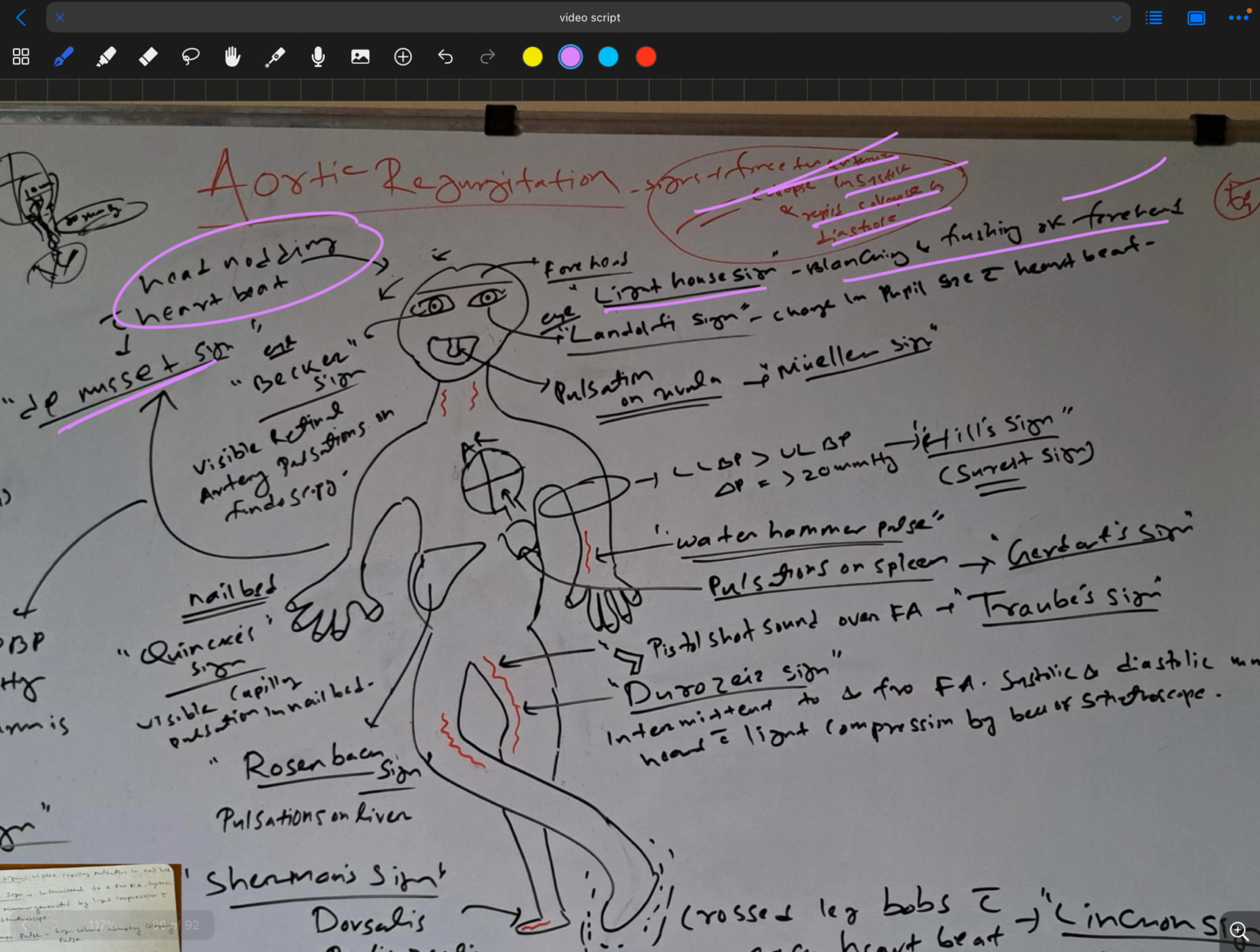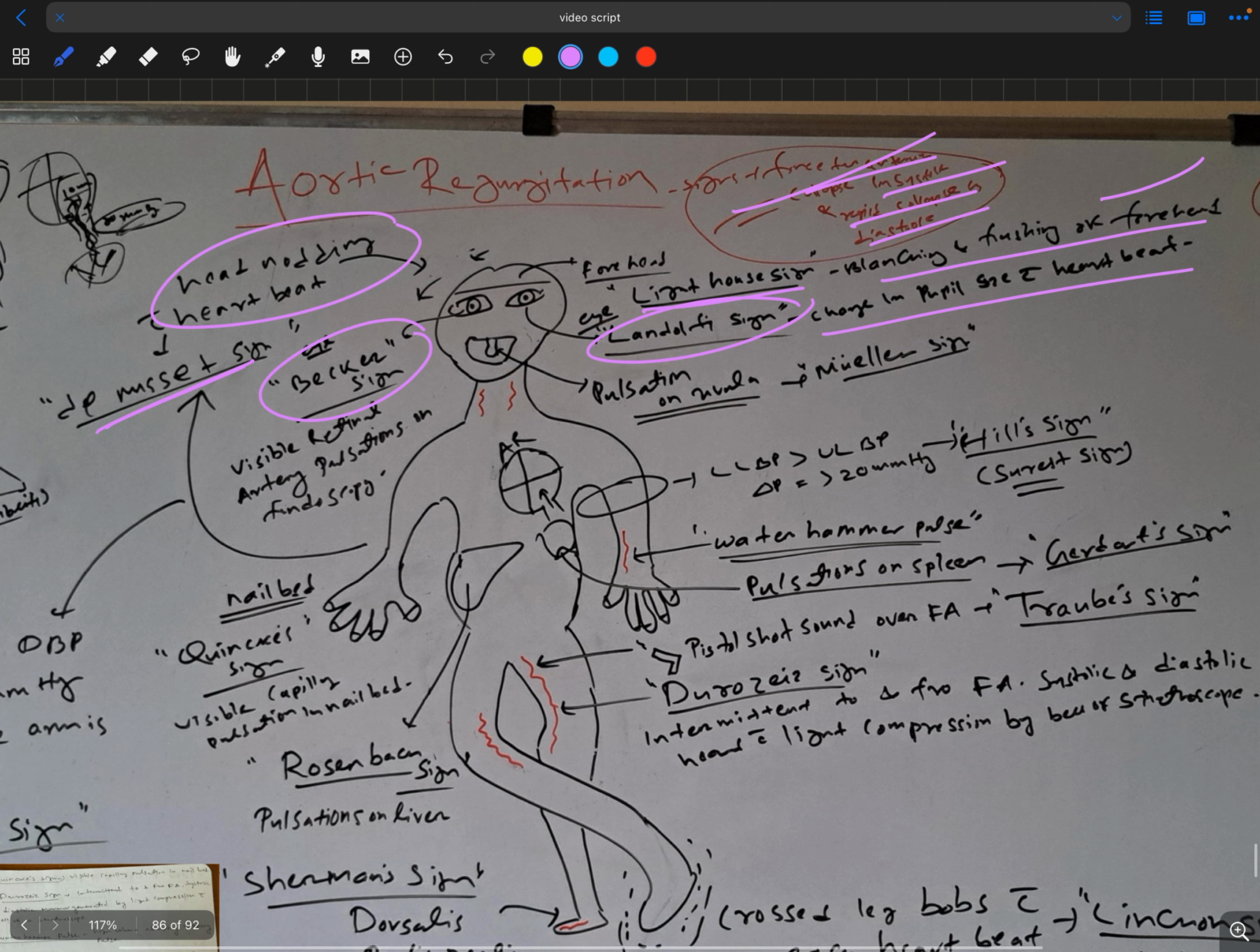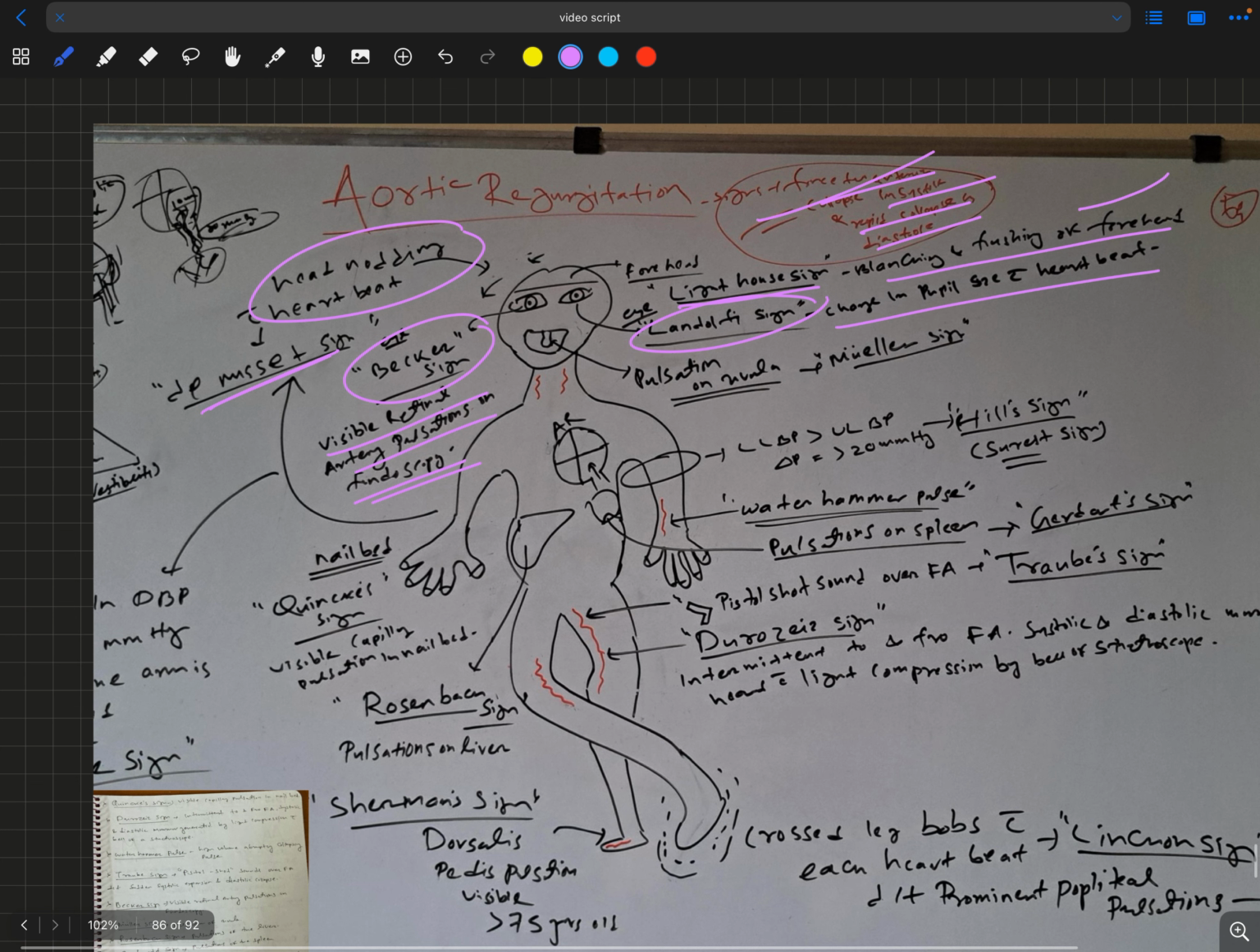And in the eyes we have two signs. One is called Landolfi sign, that is change in pupil size with each heartbeat. Another sign is called Becker sign. Becker sign is visible retinal artery pulsations on fundoscopy. And pulsation on the uvula is called Muller sign.